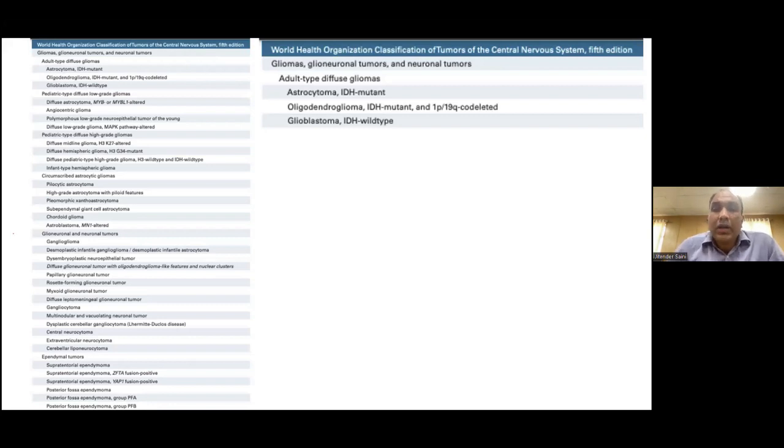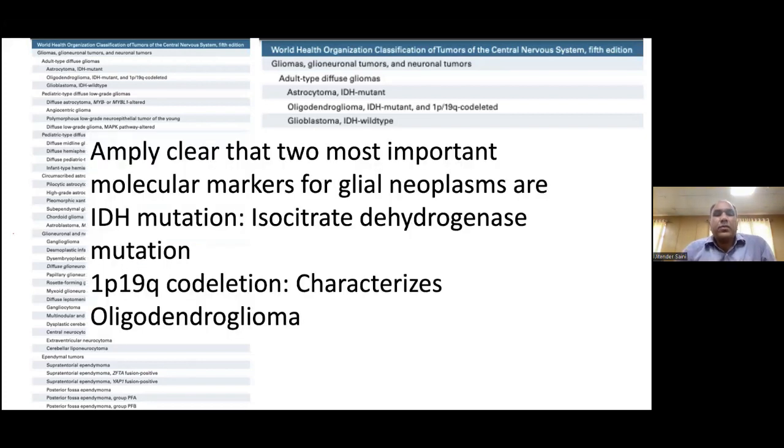So now, among the adult type diffuse gliomas, recently a lot of genomic work has happened in the field of brain tumors, and there are many tumors which are now characterized by the presence of certain mutations. Previously it was all histology-based classification, but after 2016 a lot of genetic components have been incorporated into the classification. So it's amply clear that the last 15, 17 years of research has shown that there are two most important molecular markers for glial neoplasms, which everybody needs to know. And these are IDH mutation and 1p19q co-deletion.